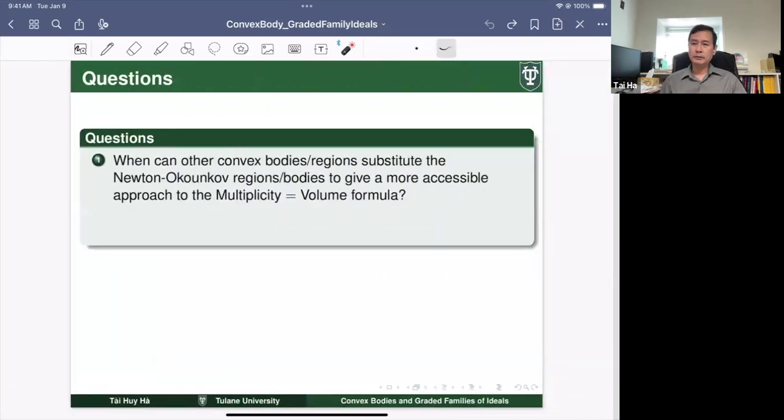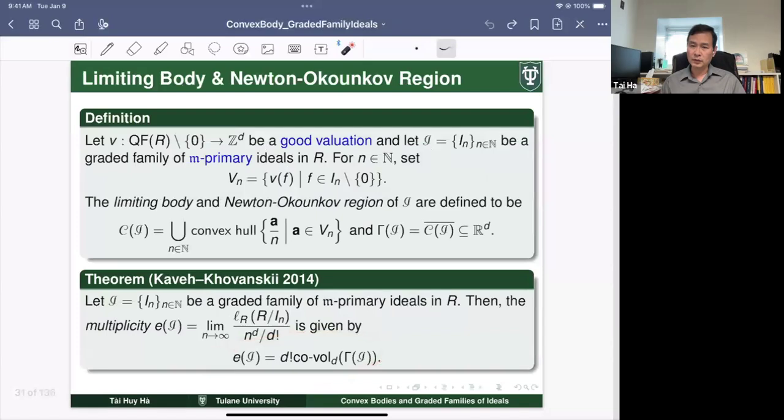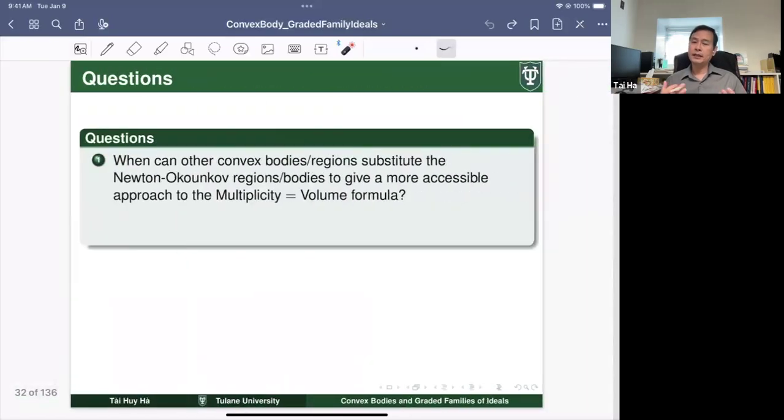So the question that I'm interested in is, as I mentioned, good valuations are not easy to understand technically. So are there any other convex bodies or convex regions that can substitute the Newton-Okounkov regions or Newton-Okounkov bodies to give a more accessible approach to the so-called multiplicity equals volume formula? So this is what we call the multiplicity equals volume formula. So are there any other constructions that do not depend on good valuations?